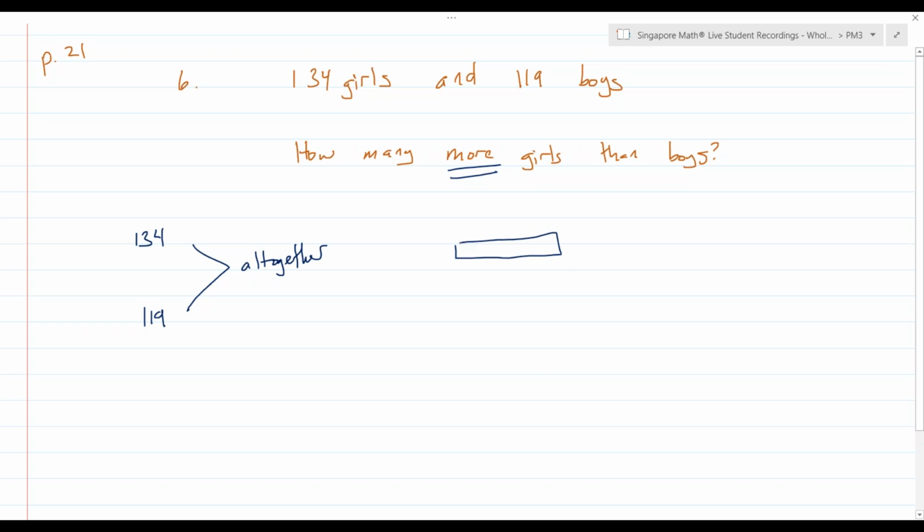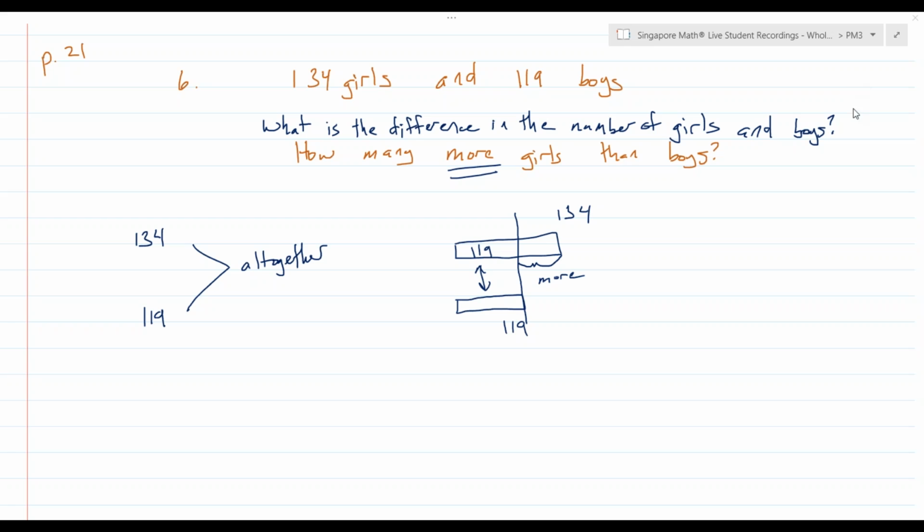So if we represent that with a lovely bar that is much easier to draw than a girl, and we say that picture represents 134, that's the girls. And if I draw a picture of the boys, the 119 that is representing the boys is a smaller picture. When I want to know how many more, I have this idea. These 119 girls and these 119 boys match up. They're the same. This part is how many more I have. So to find how many more there are, I also want to find that it's the same thing as saying what is the difference in the number of girls and boys.